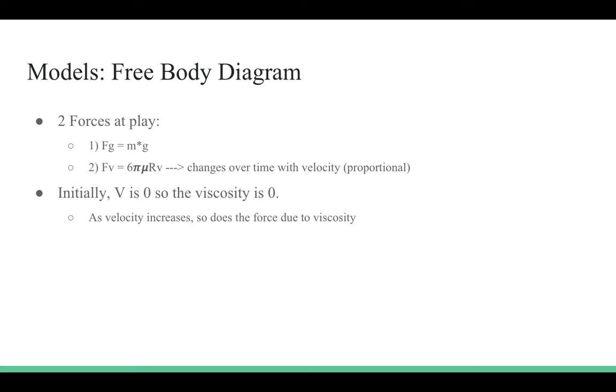Now the force of viscosity changes over time with velocity. So initially the velocity is 0, so the viscosity force is 0. But as the velocity increases, so does the force due to viscosity. This is different than macroscopic friction because friction is independent of velocity while viscosity is proportional to velocity.